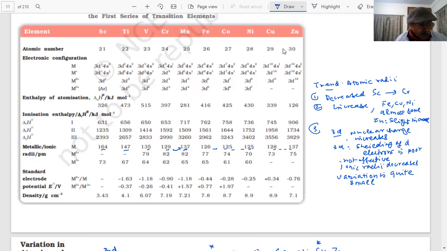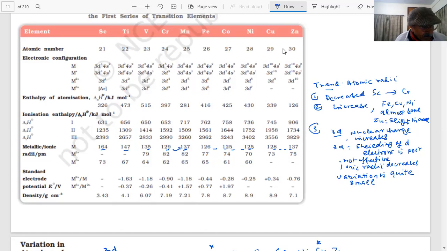So what is happening, students? The electrons are entering into the same d subshell. The screening of d is not that effective. Therefore, the attractive force is increasing, but the increase is not that intense, students. The size decrease is less.